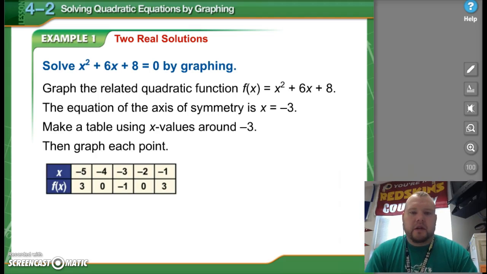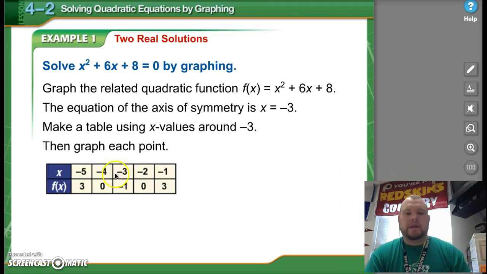From the previous lesson, we found that we had to find the a, b, and c values of the equation. So from here, a is 1. Pretend there's an imaginary 1 in front of the x squared. b is 6, and c is 8. If we plug those numbers into the formula x equals negative b over 2a, we get x equals negative 3 for our axis of symmetry. And that obviously means that the x coordinate of the vertex is going to be negative 3.